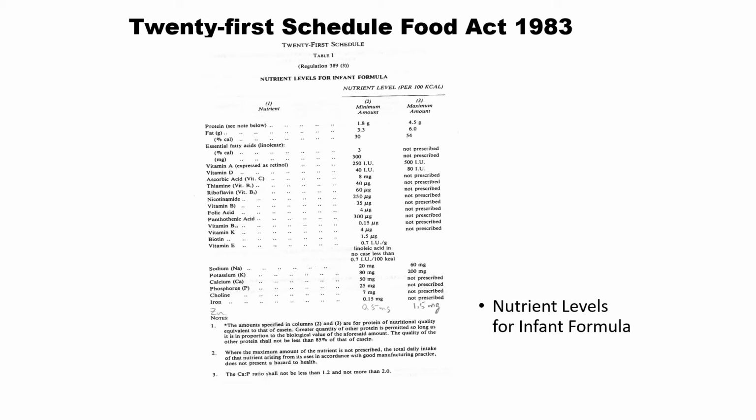So now we shall move to the 21st Schedule, Food Act 1983. This is mainly focusing on the nutrient levels for infant formulas. So class, in this guideline, the minimum amount of each vitamin and the maximum amount are given. There are some vitamins for which they do mention the maximum, but there are some they don't prescribe. That means they didn't mention it here, but the minimum value they do mention according to this Food Act.